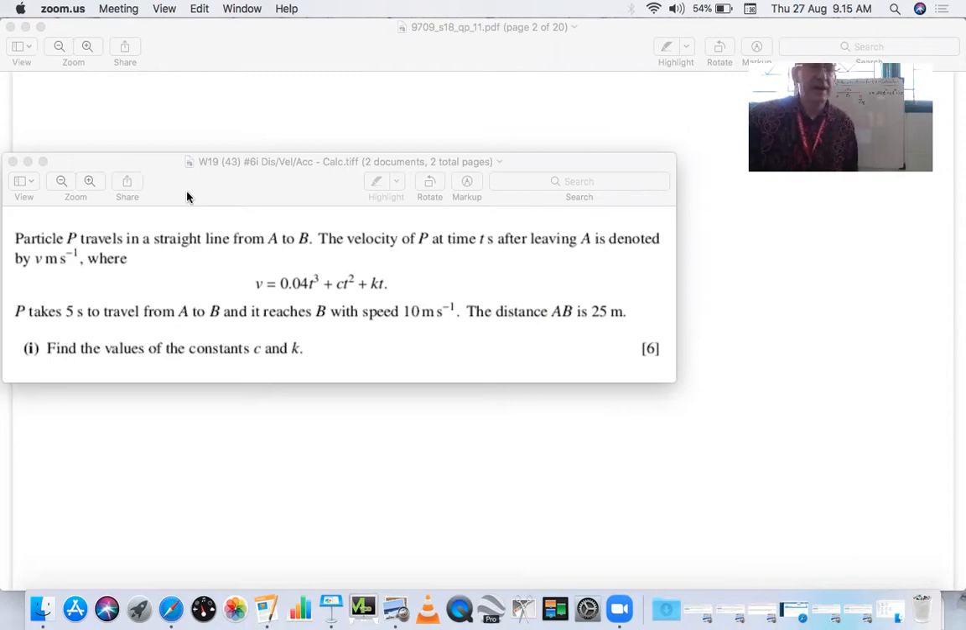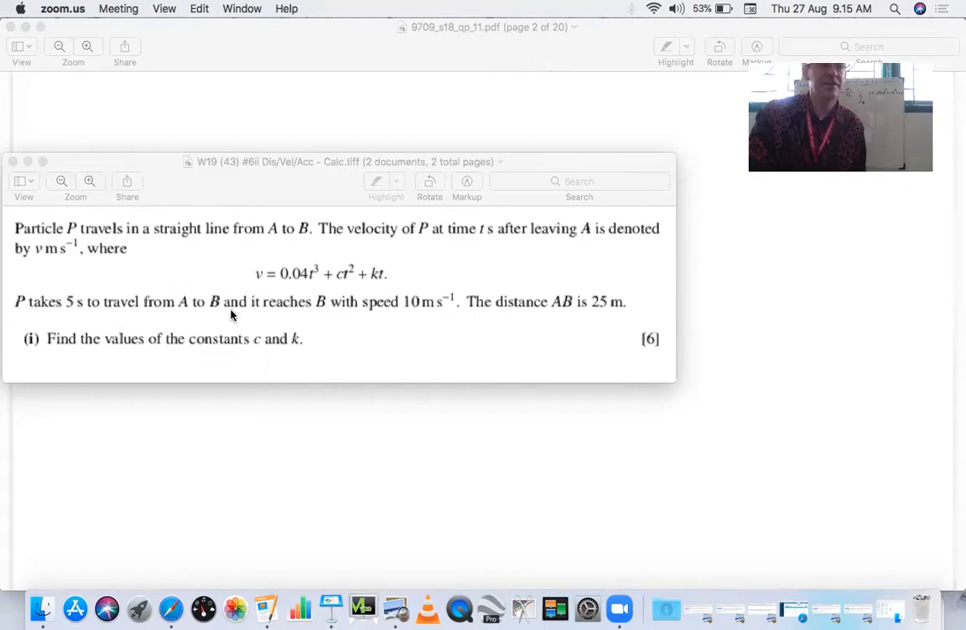Particle P takes 5 seconds to travel from A to B, and it reaches B with a speed of 10 meters per second. The distance between A and B is 25 meters. So the first question, notice it's 6 points, which means you're going to have to do a little bit of work. Find the values of the constants c and k. So here you can see our velocity function, c and k.